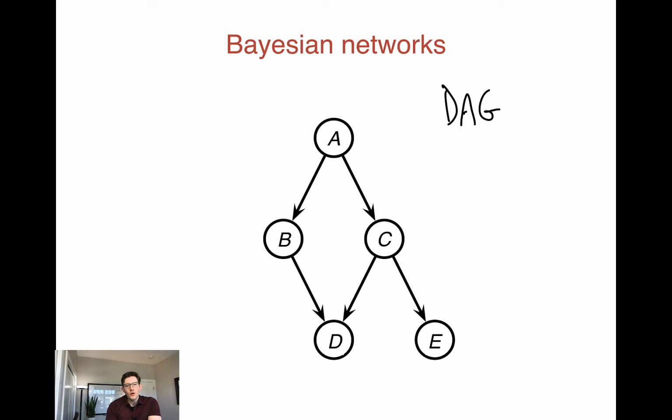So one property of directed acyclic graphs is that they have what's called a topological ordering.